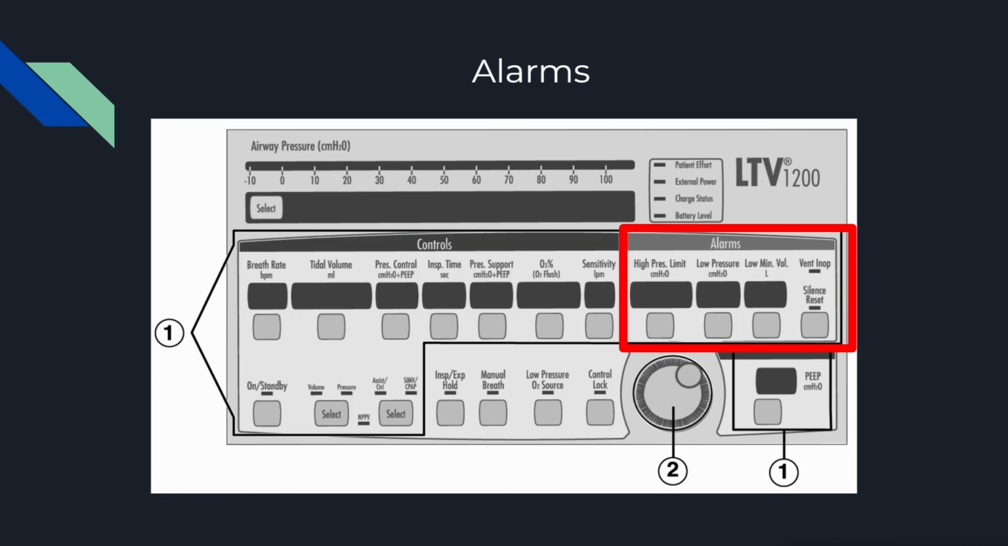This area in red is where all of your alarms are. The 3 main alarms on this system are your high pressure limit, your low pressure limit, and your low minute volume. With the high pressure limit, I like to set that about 5 to 10 centimeters of water above where I have my limits set. And with the low pressure, I like to have it 5 to 10 below where I have my pressure set. We'll go over that when we get into pressures in a little bit. And for minute volume, we'll talk about that when we get into settings.